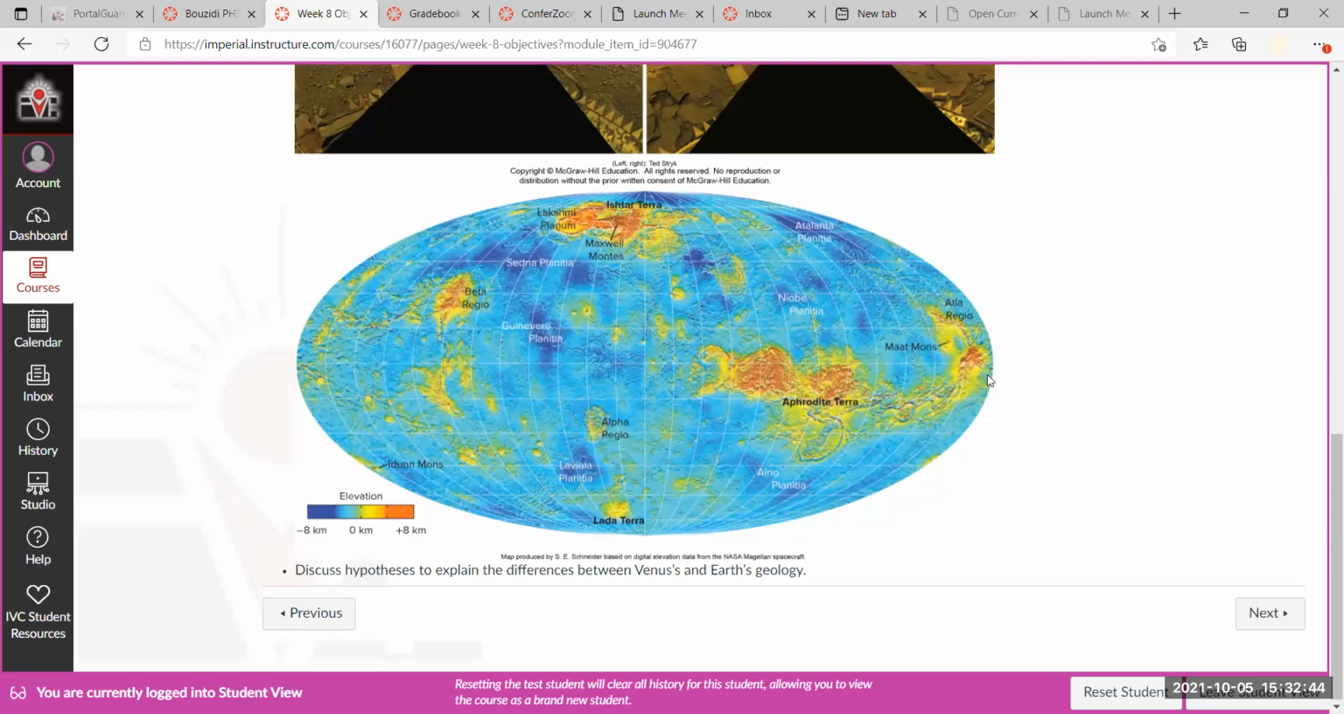The other difference is the composition of the atmosphere. The composition of the atmosphere on Earth is mainly nitrogen with some oxygen, and on Venus, it's mainly carbon dioxide with some traces of other elements like nitrogen, especially sulfuric acid. So it's really an acidic atmosphere. So it's really not suitable for life as we know it.